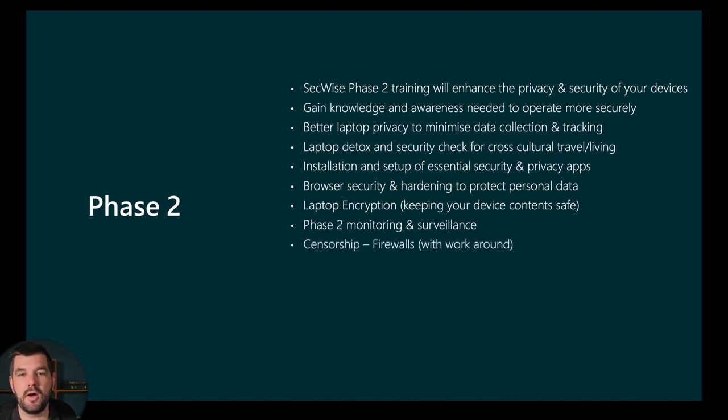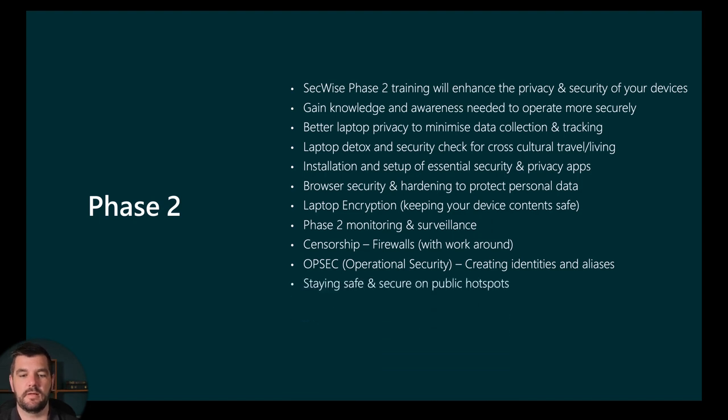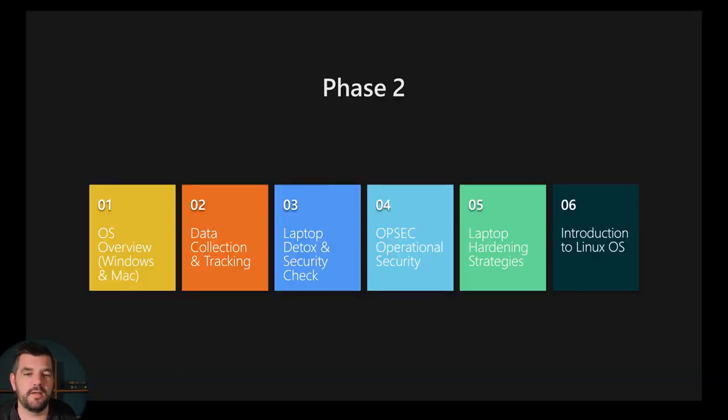We're going to be talking about firewalls as we touched on in Phase 1, but in Phase 2 we're going to be going more in depth and also talking about how we can come up with a workaround when these censorship situations happen. We're going to talk about operational security, creating identities and aliases, staying safe and secure on public hotspots, and we're going to introduce the Linux operating system and talk about putting this Linux operating system on a USB device. Just like in Phase 1, I've divided Phase 2 into sections here so we can keep everything nice and succinct and easy to follow.